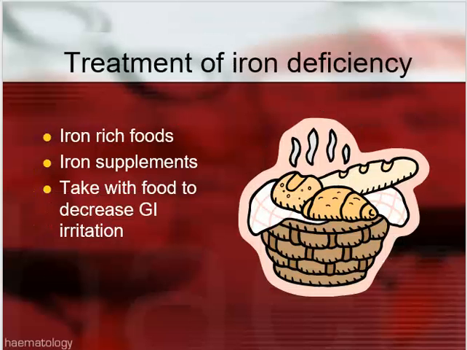So what do we do? Iron supplements, usually. If there's a problem of malabsorption, then giving iron intravenously is probably the way to do it. Just eating iron-rich foods can do it.